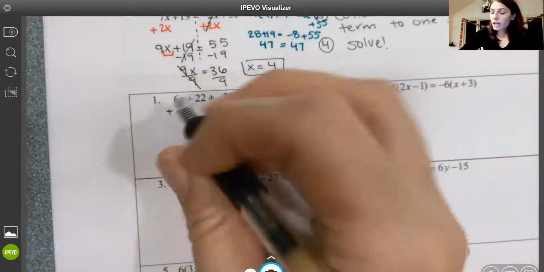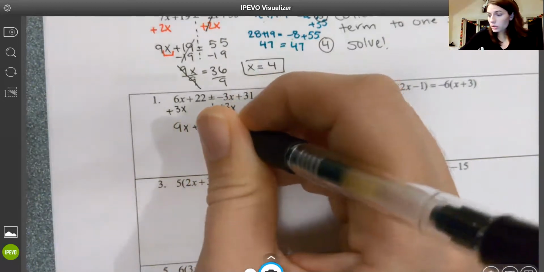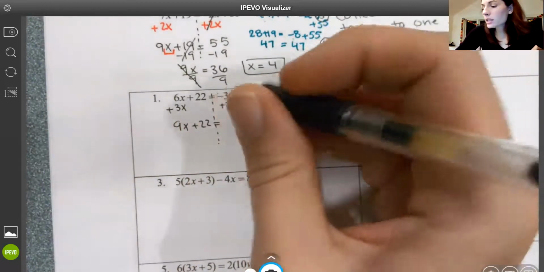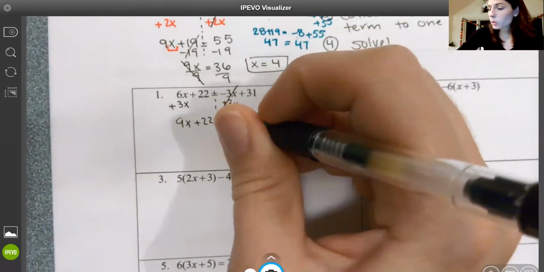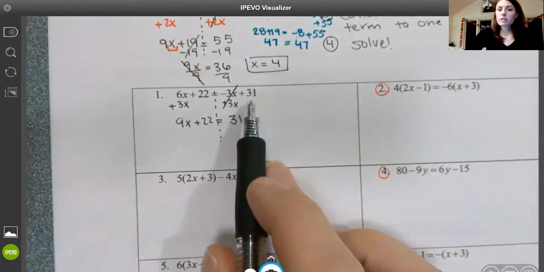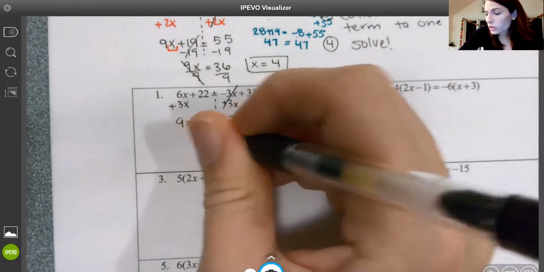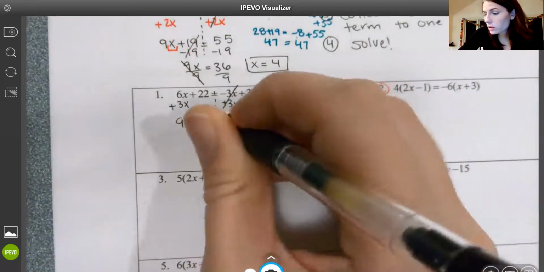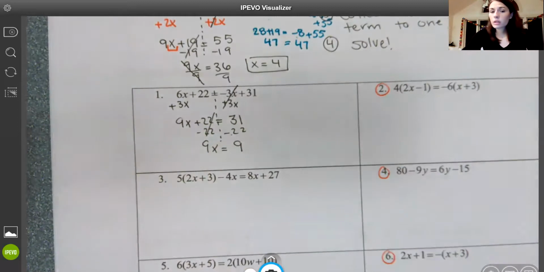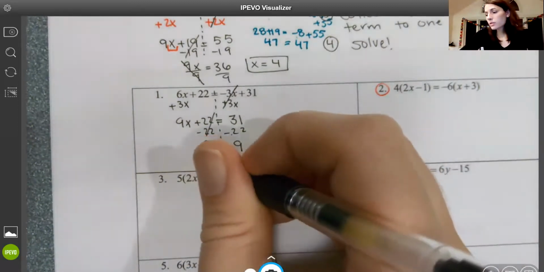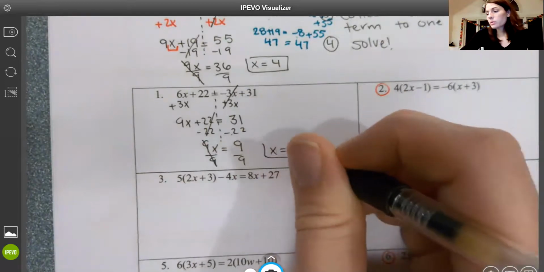That would give me 9 x's on the left-hand side, and I'd still have plus 22 equals. And on the right-hand side, negative 3x and positive 3x would cancel, and I would only be left with positive 31. Now I'm just solving, so I subtract 22, and I get 9x equals 9. And to solve for x, I divide by 9, and I get x equals 1.